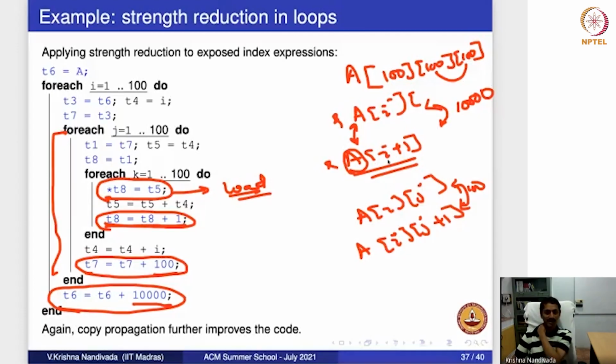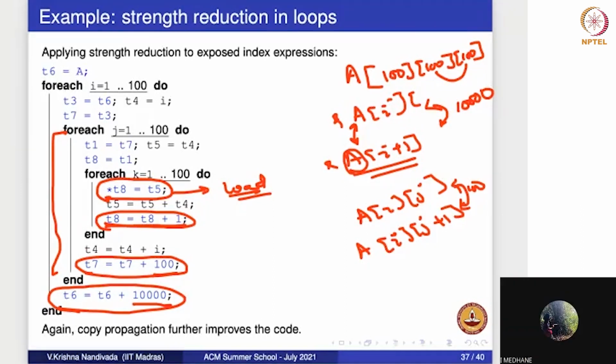Do any one of you feel that this is still wrong or something of that sort? Okay. Let me just check randomly if there are any questions. Yeah, Aditi, you have a question?